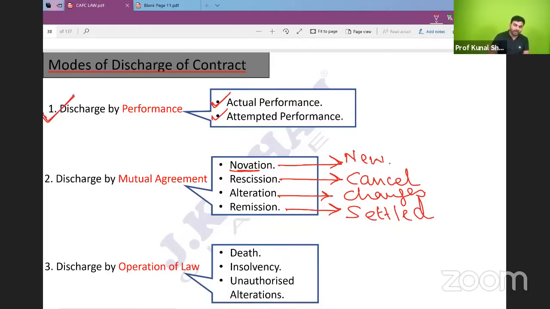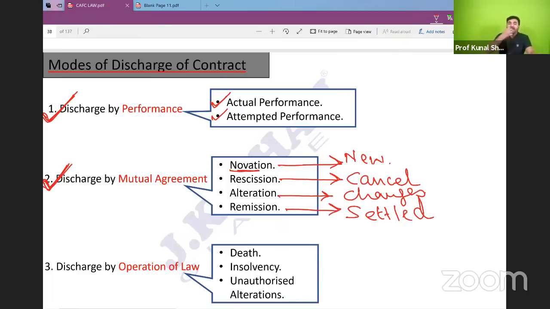So the very first way by which a contract gets discharged is discharge by performance, wherein it can either be an actual performance or it can also be an attempted performance. The second way by which a contract gets discharged is discharge by mutual agreement. See, a contract gets formed through mutual agreement. Then in a similar way, the contract can also get discharged through mutual agreement.